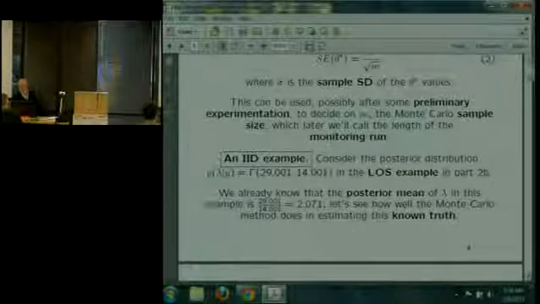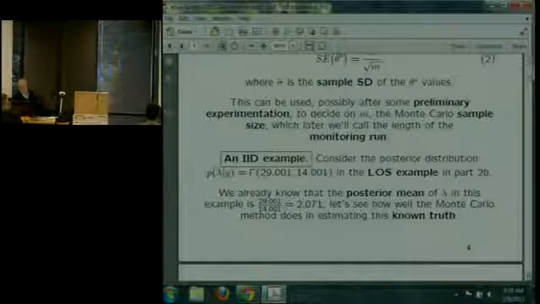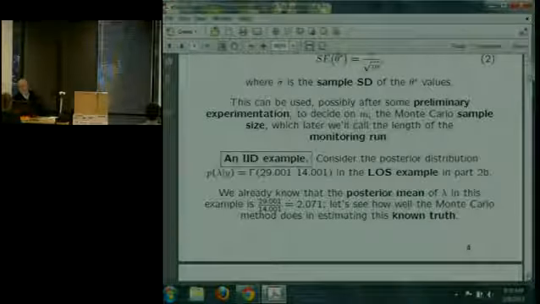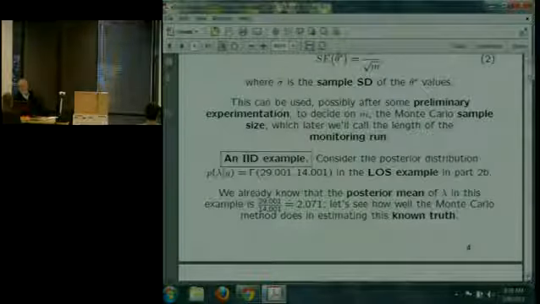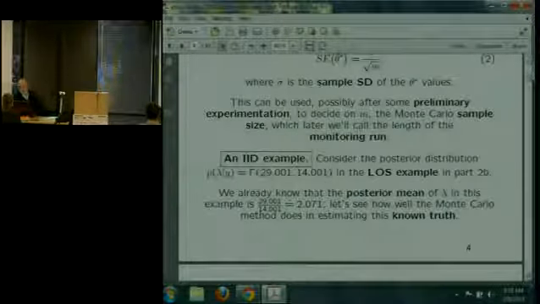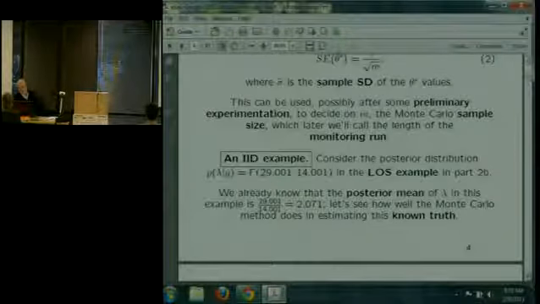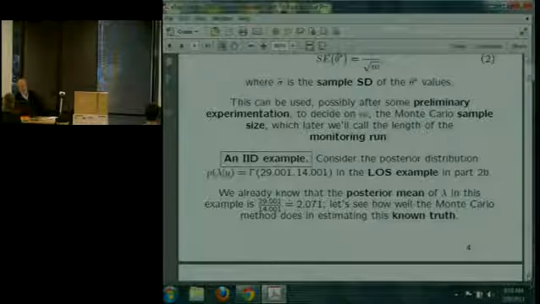Let me consider the posterior distribution in that length of stay example we had before. So you remember the sampling distribution in that example was Poisson, and the conjugate prior for the Poisson parameter is the gamma. And so we found that the posterior distribution for lambda given y in that example was a member of the gamma family, and it turned out to be the one with the prior we used with alpha, the first parameter of the gamma family, having value 29.001, and beta having the value 14.001. So we already know from basic properties of the gamma distribution that the posterior mean of lambda in this example is just alpha over beta, which comes out around 2.071.